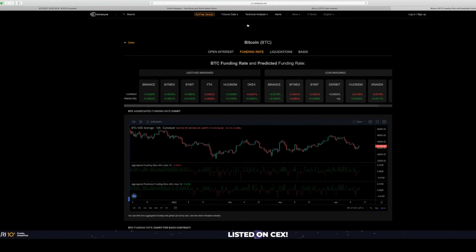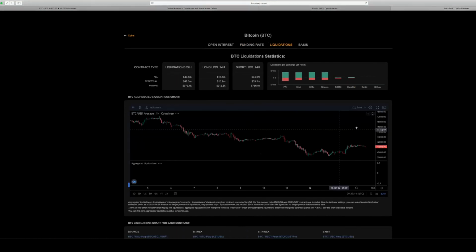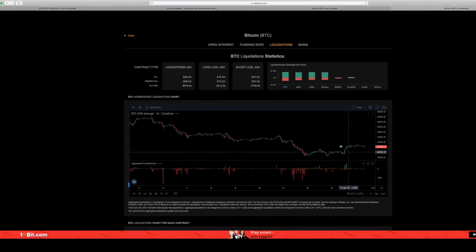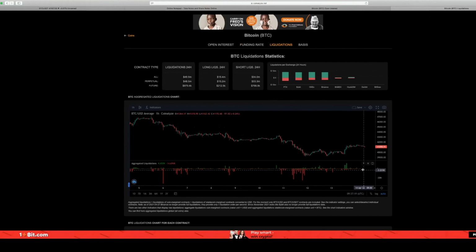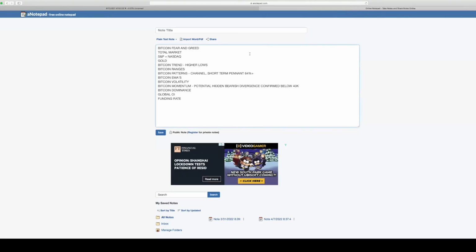Found on coinalyze.net. Funding rate. They got some other stuff. You can see how many people are getting wrecked. Click on liquidations. See how many people are getting smashed. And not enough. So that will wrap it up, I believe.